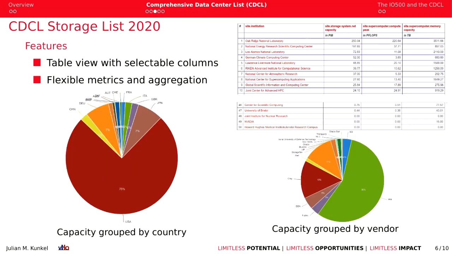So in 2020, a lot of the submitters actually updated or provided their own supercomputer specification, which is really nice. And from such a list, you can create derived information, such as the capacity grouped by country. We see USA wins here. And capacity grouped by vendor, for example, which makes some vendors more happy than others. And you have various characteristics. Like I said, for example, here we see an excerpt of the list by the system net capacity aggregated in petabytes.